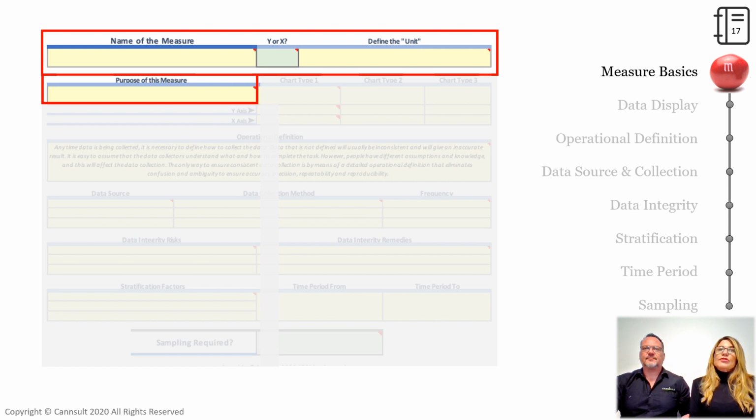We start with the measure basics at the top of the form. The name of the measure, which is just the non-technical or the simple name for the metric, so you can keep the forms organized. Again, consistent with other forms, the yellow cells indicate free-form text, and the light green cells indicate that there's a drop-down list for you.